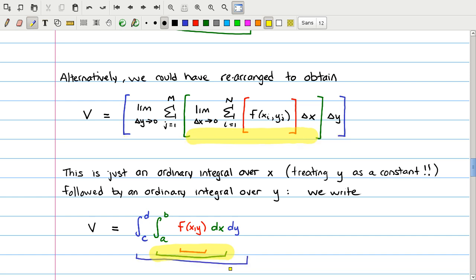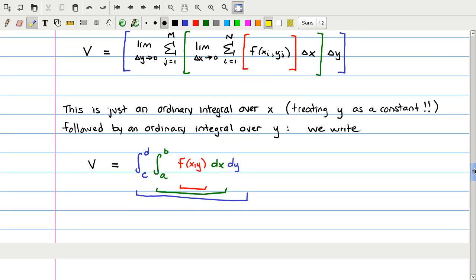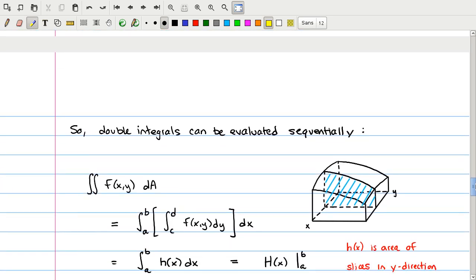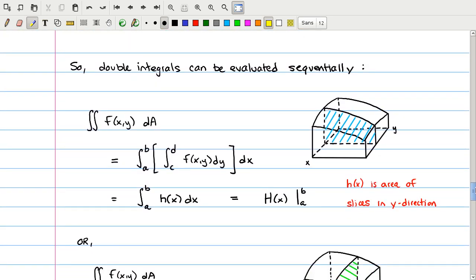So what we've seen is that you can do this either way. You can do the integral in x first, and then y, or you can do the integral in y first and then x. So this is just another way of looking at that.